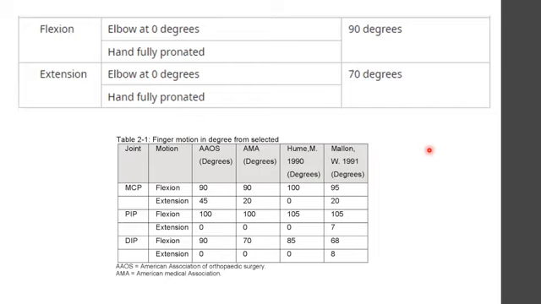Here's another table that is illustrating the range of motion as far as wrist flexion and extension is concerned. If we hold our hands out in anatomical position, you notice that we have slightly more range of motion as far as wrist flexion is concerned, as opposed to our extension actions.